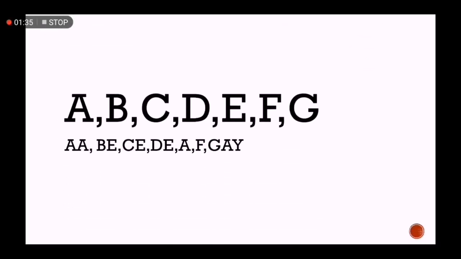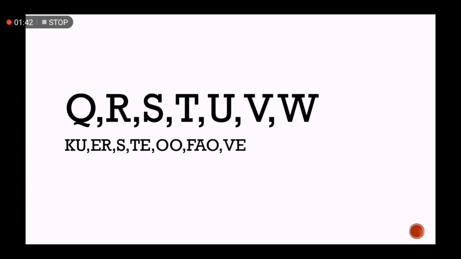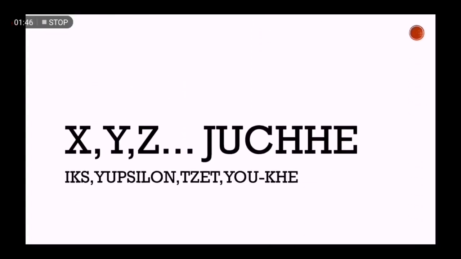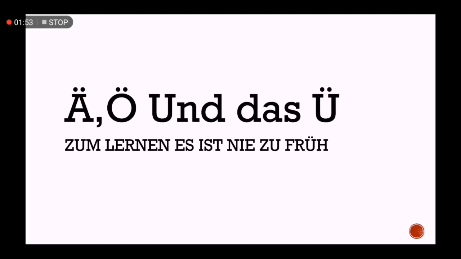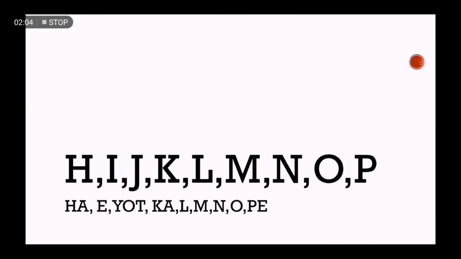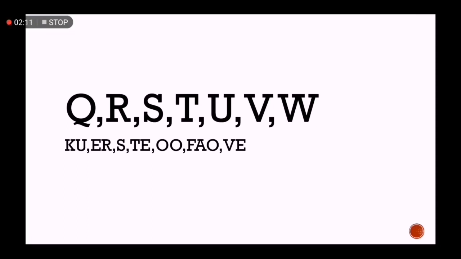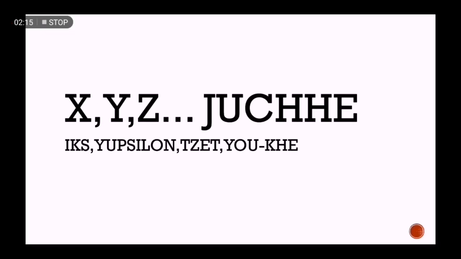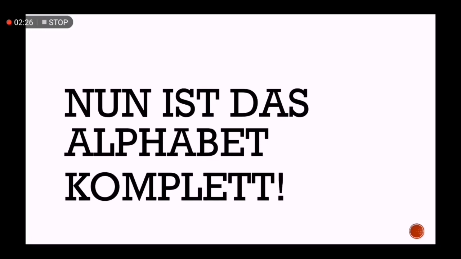A, B, C, D, E, F, G, H, I, J, K, L, M, N, O, P, Q, R, S, T, U, V, W, X, Y, Z, Ä, Ö, Ü und ß. Nun ist das Alphabet komplett.